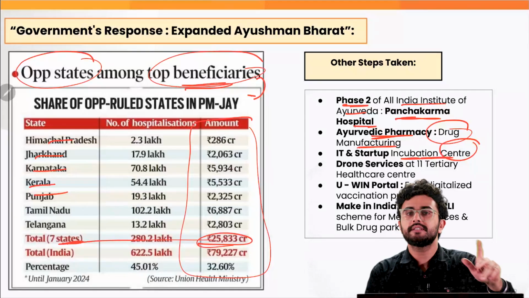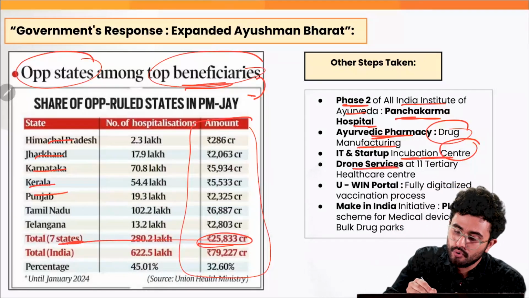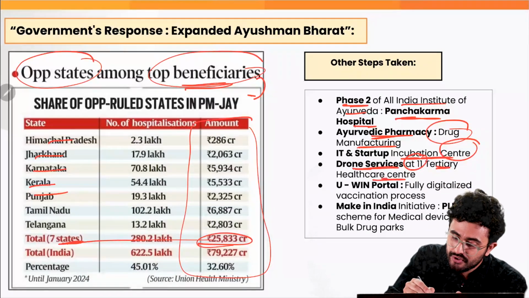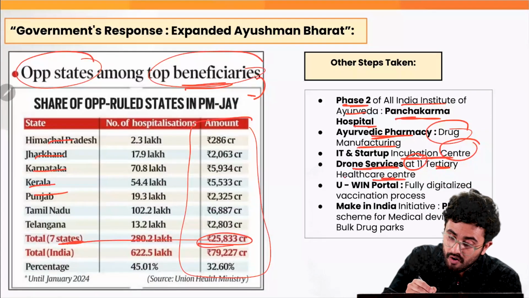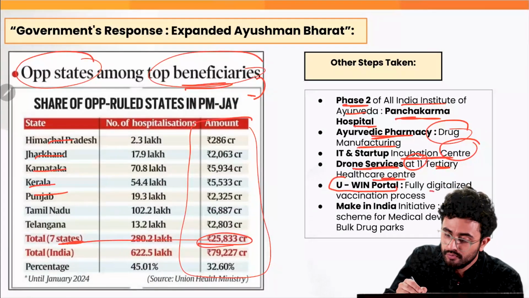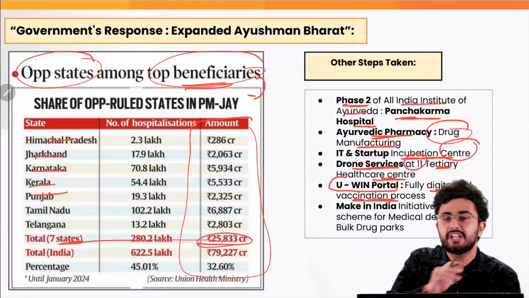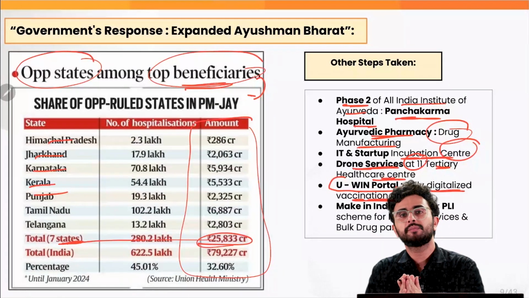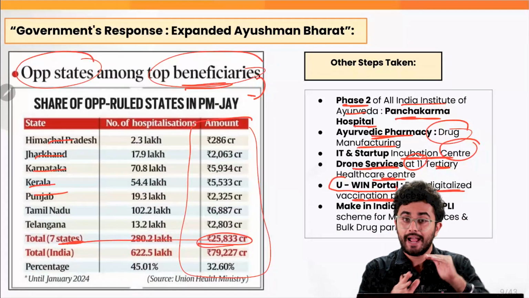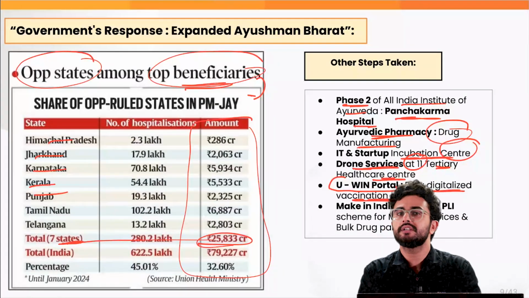To further increase healthcare access, the government has launched drone services at 11 tertiary healthcare centers. Then the government is creating a U-WIN portal to provide a fully digitalized vaccination process for pregnant mothers, for infants and children from 0 to 16 years.